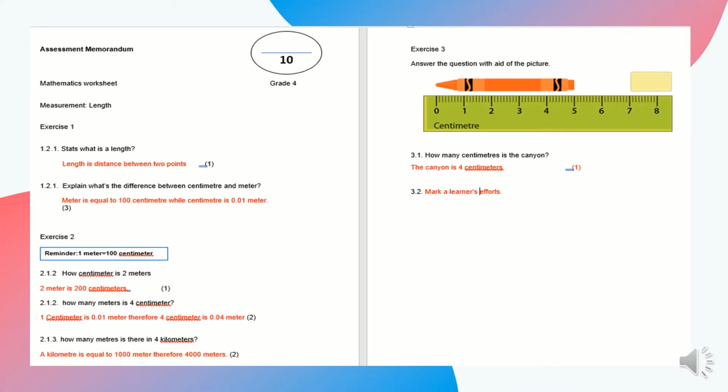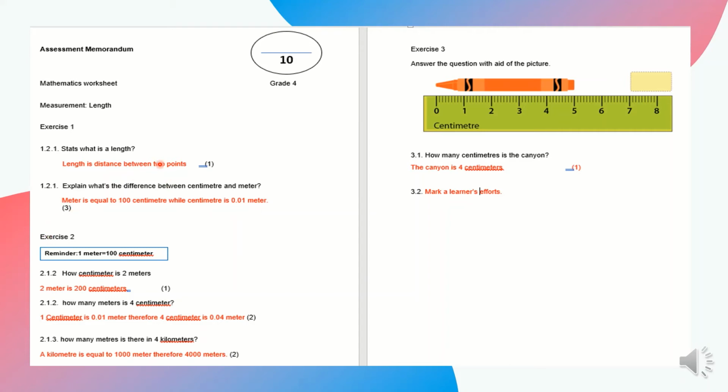Okay, the memorandum. It's important for a teacher to have a memorandum. First of all, you cannot have an assessment without a memorandum. It's like breaking the law. So as you can see, length is a distance between 2 points. Explain the difference between centimeter and meter. A meter is equal to 100 centimeters, while a centimeter is equal to 0.01 meter, 3 marks.